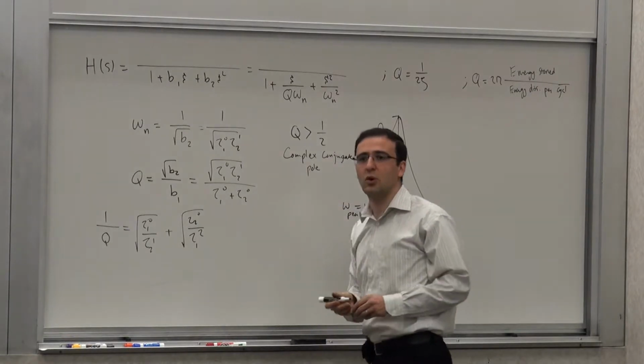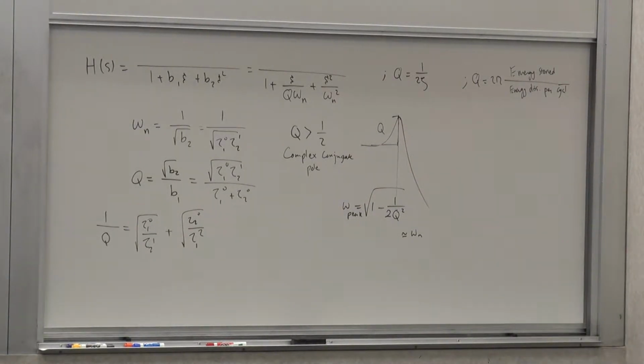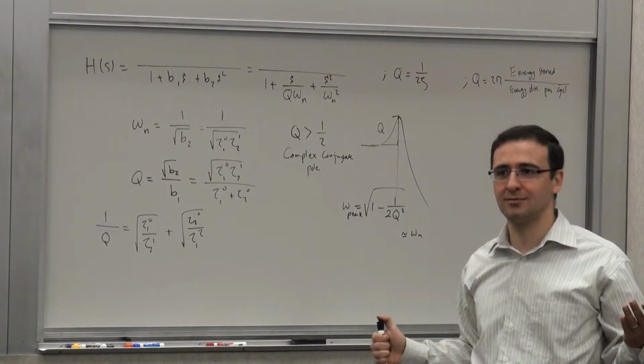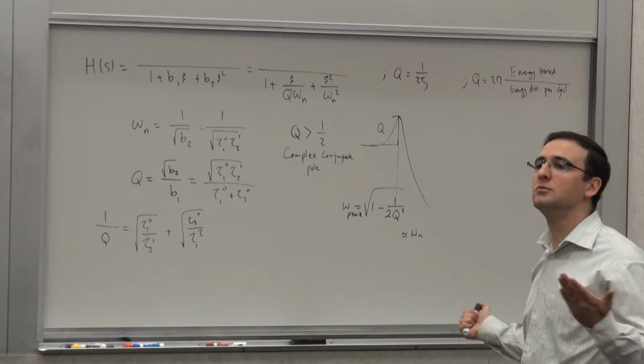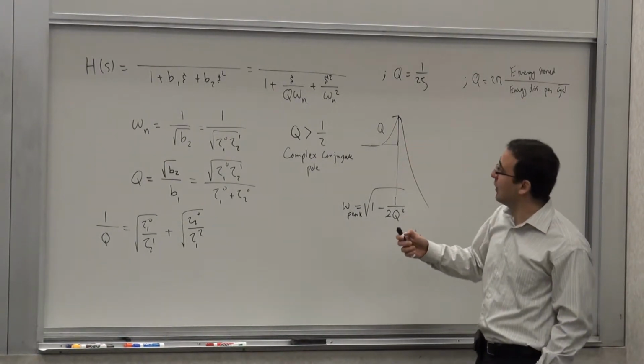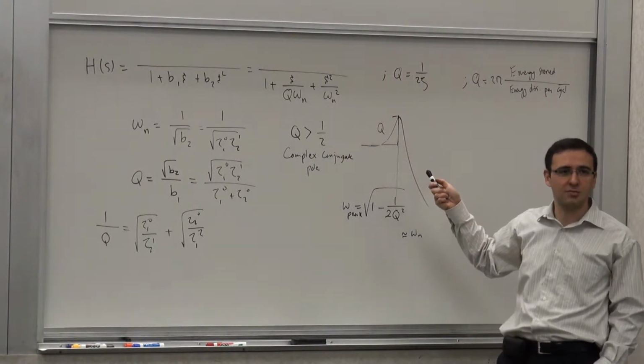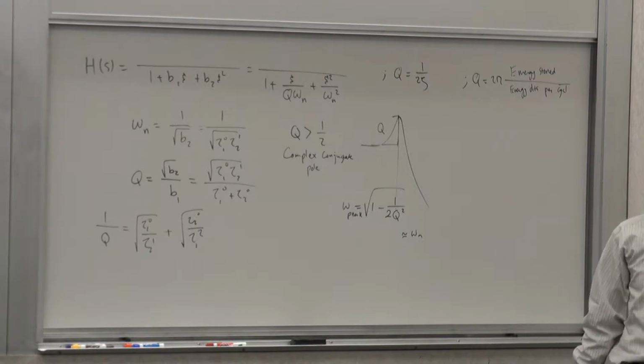So anytime your quality factor is greater than 0.5, you are dealing with complex conjugate poles. So you can immediately tell by looking at the value of Q whether or not you have complex conjugate poles. If you have a Q of like 0.5, it doesn't mean that you have peaking. It just means that you're starting to have complex conjugate poles.